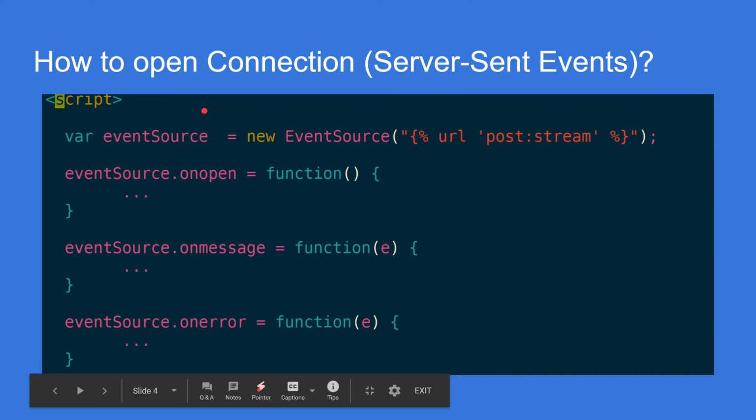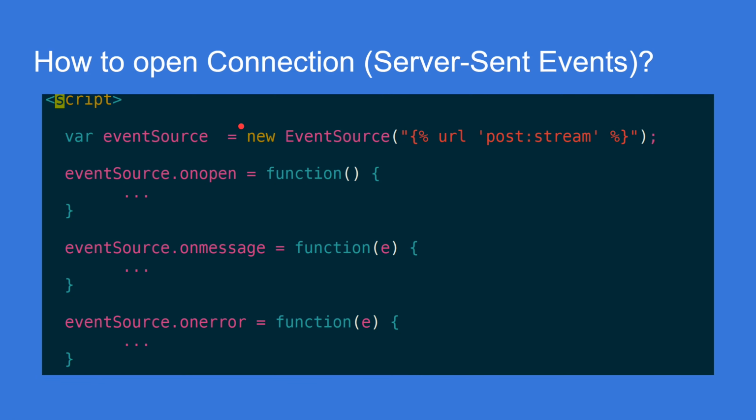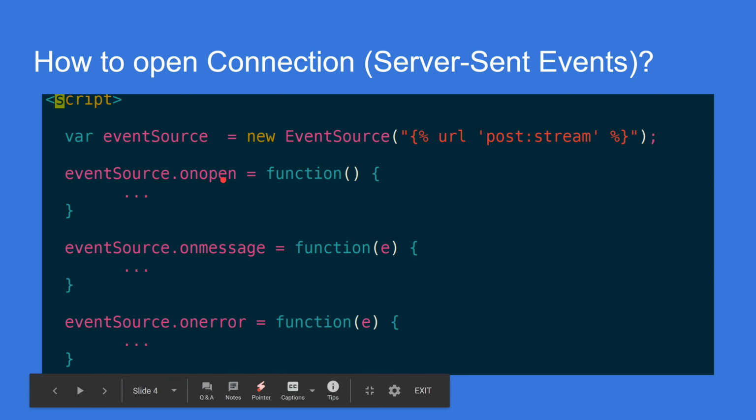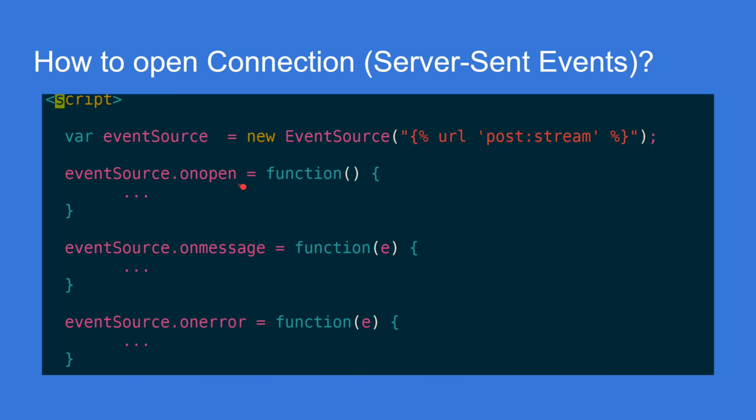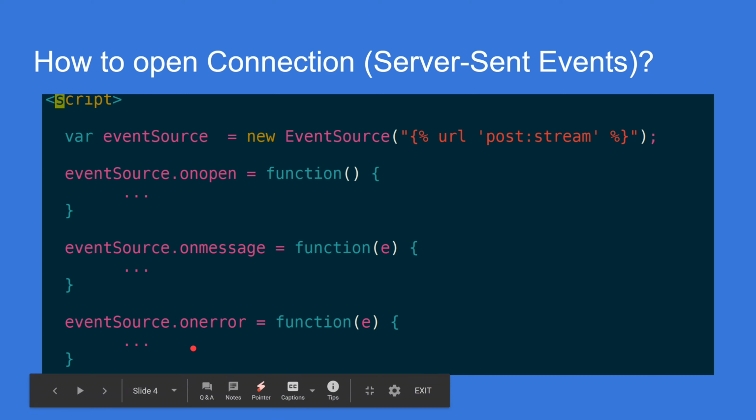How to open a connection using server-side events. To open a server-side events connection, we just need to use the EventSource object and pass the URL of the stream data. Then you can register the callbacks onopen, onmessage, and onerror. With onopen, you can check or make sure you have an open connection. The onmessage callback will get the data pushed from the server, and onerror is for capturing any type of error.